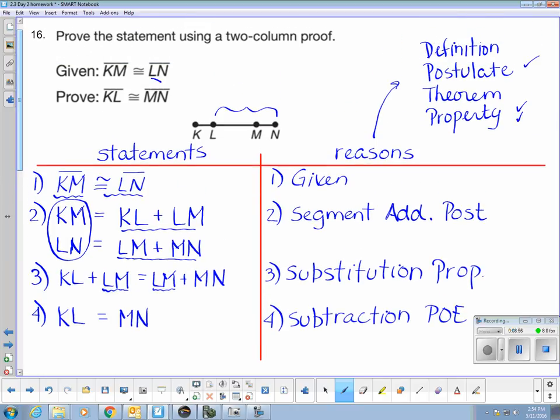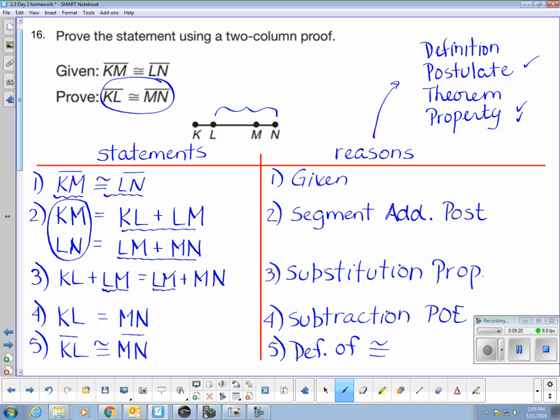Now, my proof is asking me to prove that segment KL is congruent to segment MN. So I'm going to add my last step here. Segment KL is congruent to segment MN. So we're just going to say by definition of congruency. So I've also used a definition. So here's an example of a proof that used 3 out of the 4 different types of reasons in writing a proof.